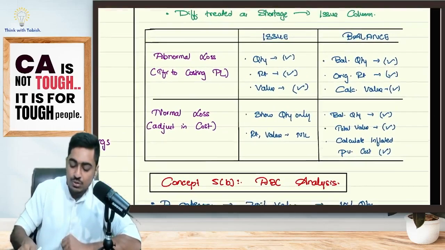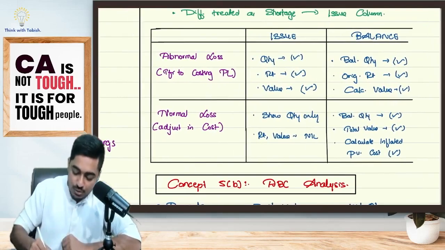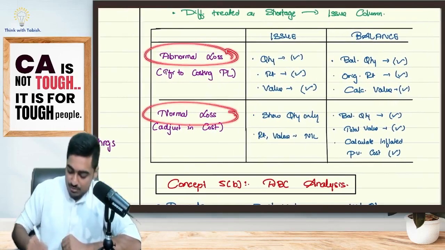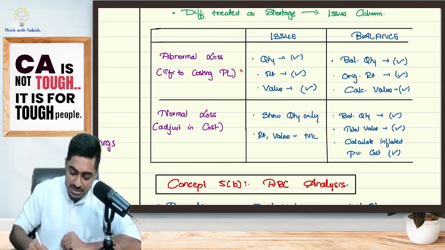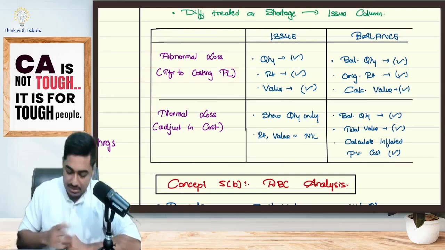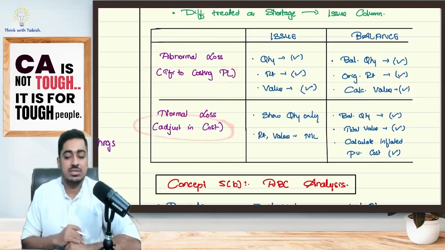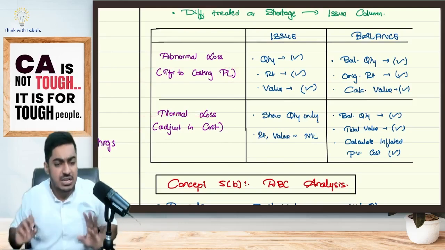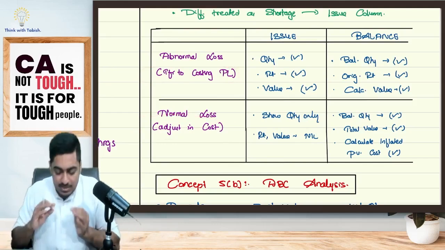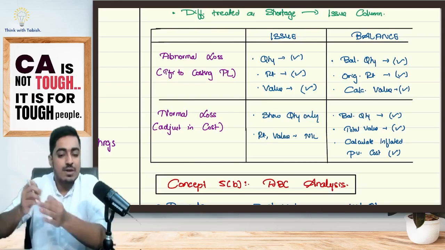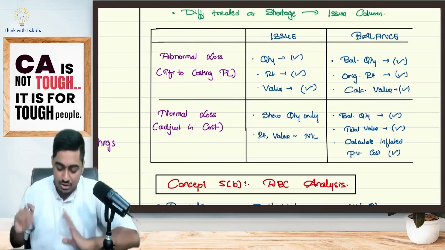Okay. Now, how do I show the treatment? Now, loss can be abnormal loss or normal loss. Simple principle: if it is abnormal loss, it will be transferred to costing P&L. If it is normal loss, it will be adjusted in cost. Yes, I have done a detailed explanation with the help of so many examples, telling exactly what we are doing and why we are doing it this way. Here I am just giving you a quick summary.